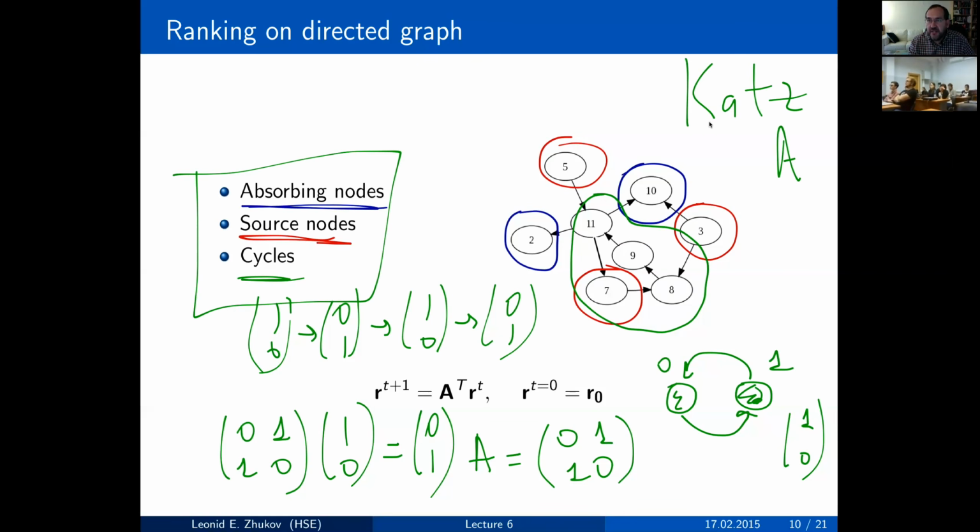So you either need to have a strongly connected graph and an acyclic graph, right? If the graph is strongly connected, which means you can get from any node to every other node, you will not have issues with absorbing nodes or source nodes, right? Because you can get from any node to any other node. You might still have cycles, but there are ways to fix that.